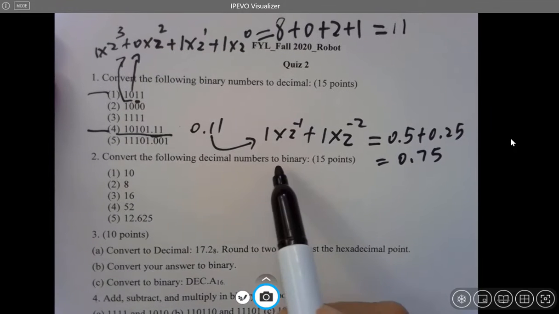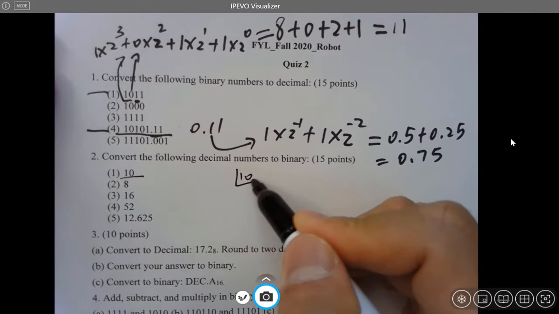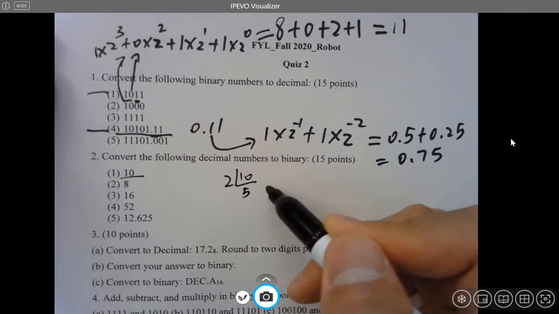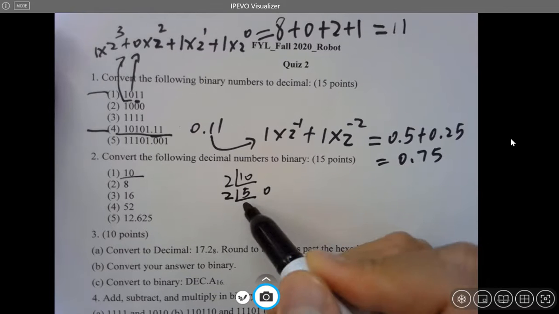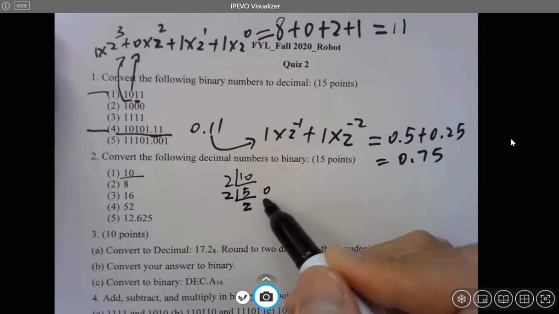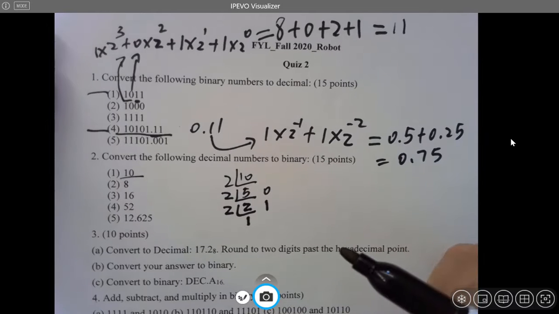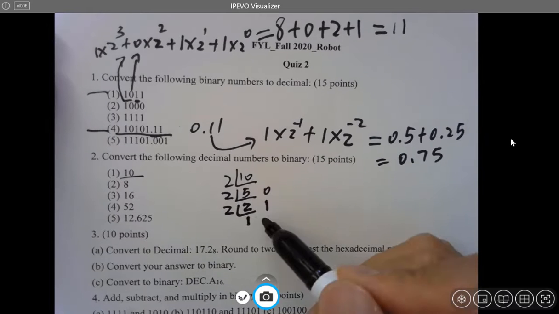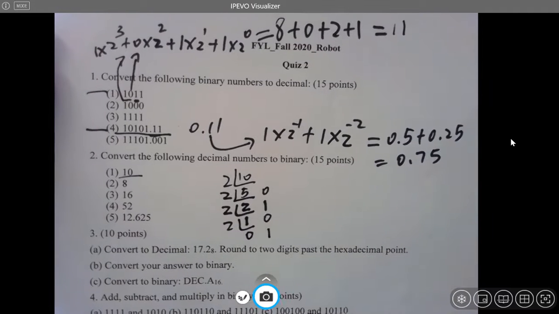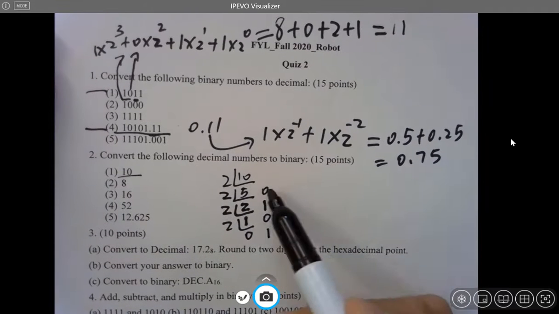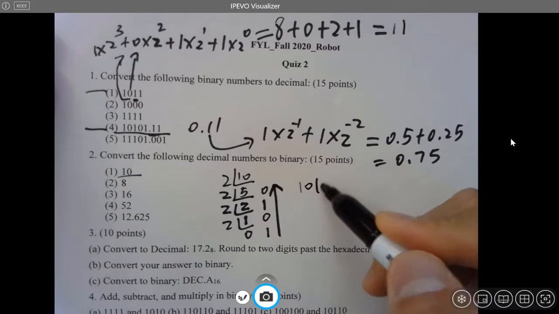Convert the following decimal numbers to binary. Let's do 10 first. 10 divided by 2 is 5, remainder 0. Divide by 2 again: result is 2, remainder 1. Divide by 2 again: 1, remainder 0. Divide by 2 again: 0, remainder 1. So that's the remainder, and looking backwards, 10 will be 1010.